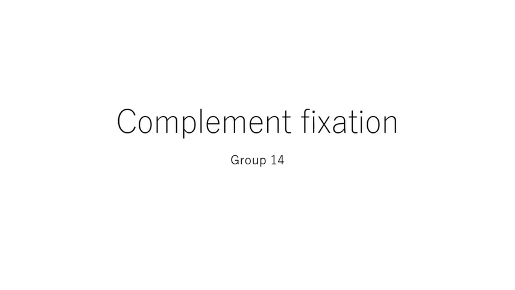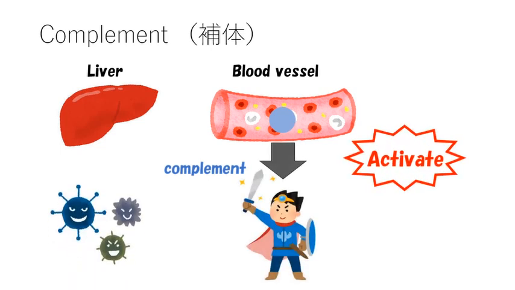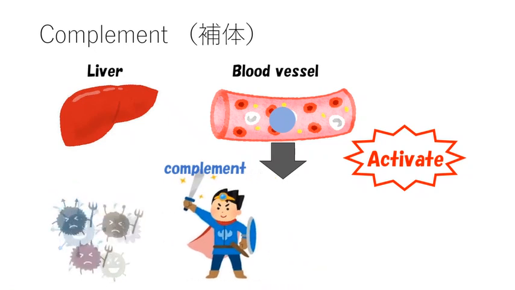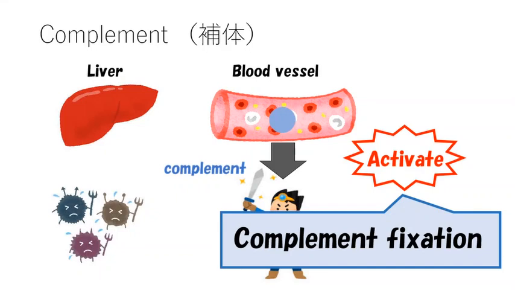Now we would like to introduce complement fixation. First, let me explain what complement is. Complement is mainly made in the liver and is present in the blood. Complement is activated by certain events, triggering an immune response that attacks bacteria. Complement fixation, which is involved in this activation, is explained in detail on the next slide.